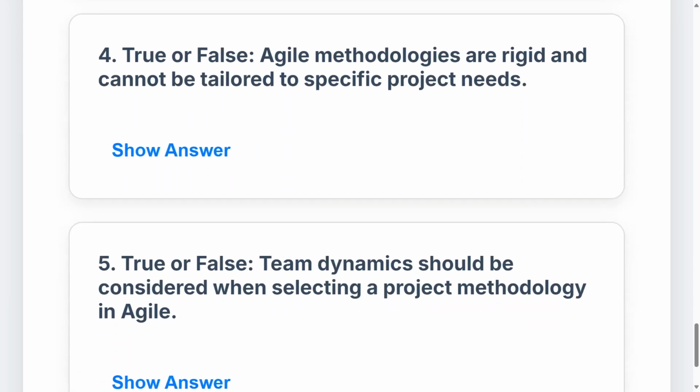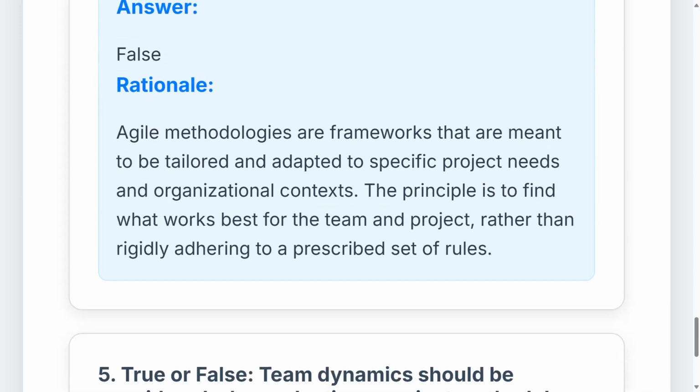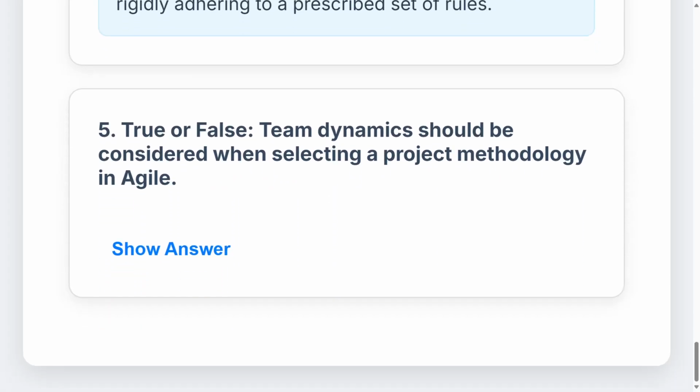Number 4, true or false? Agile methodologies are rigid and cannot be tailored to specific project needs. That would be an oxymoron, wouldn't it? So it's false. Agile methodologies are frameworks that are meant to be tailored and adapted to specific project needs and organizational context. The principle is to find what works best for the team and the project rather than rigidly adhering to a prescribed set of rules.